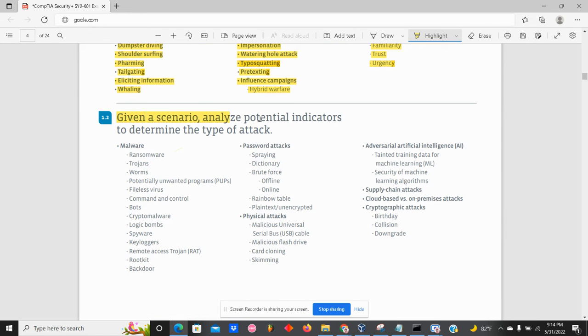Moving on. 1.2. Given a scenario, analyze potential indicators to determine the type of attack. I'll be explaining. So, there are a few. The first one is malware, and there are different types of malware. Ransomware is when all your files are encrypted and the attacker wants you to pay money, just straight up USD.